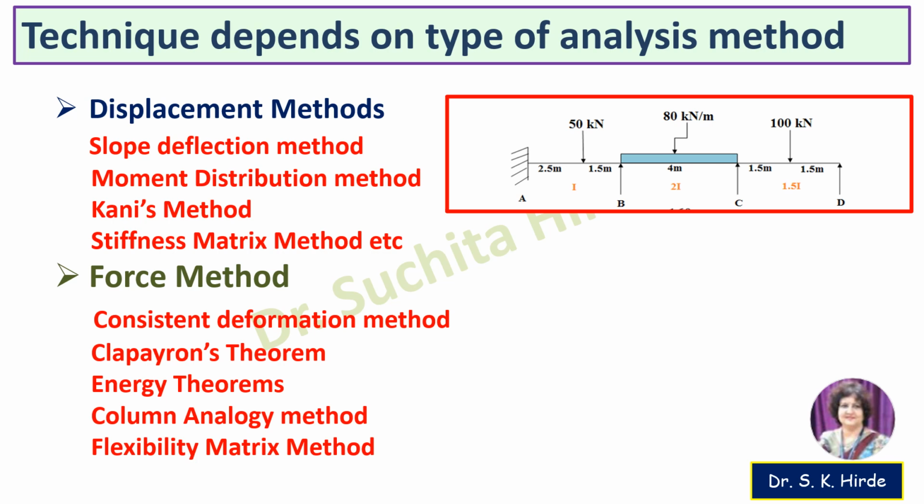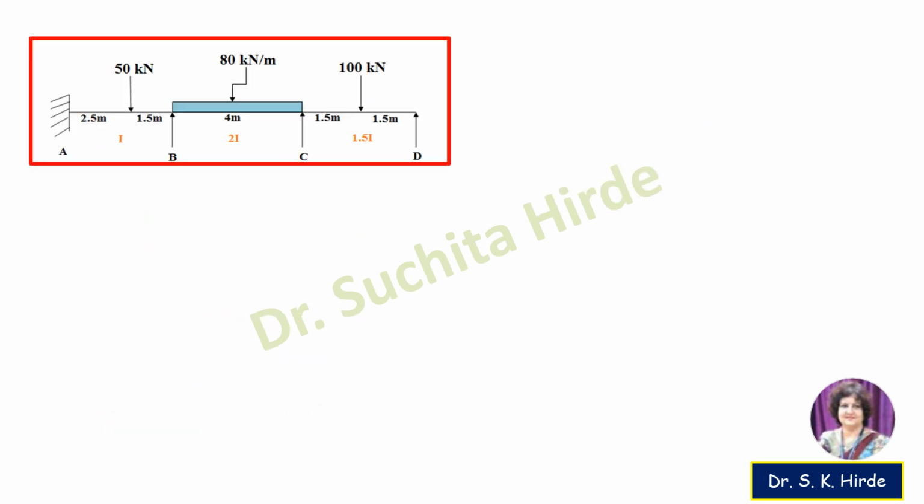Now after analyzing the structure using these methods, how to draw the bending moment diagram, that we are going to see in this video. Let us consider the beam ABCD as shown in the figure. This beam has four supports, that is at A, B, C and D, and there are three members, that is AB, BC and CD. Now let us see how we get results of bending moment after analyzing this beam using displacement method and force method.